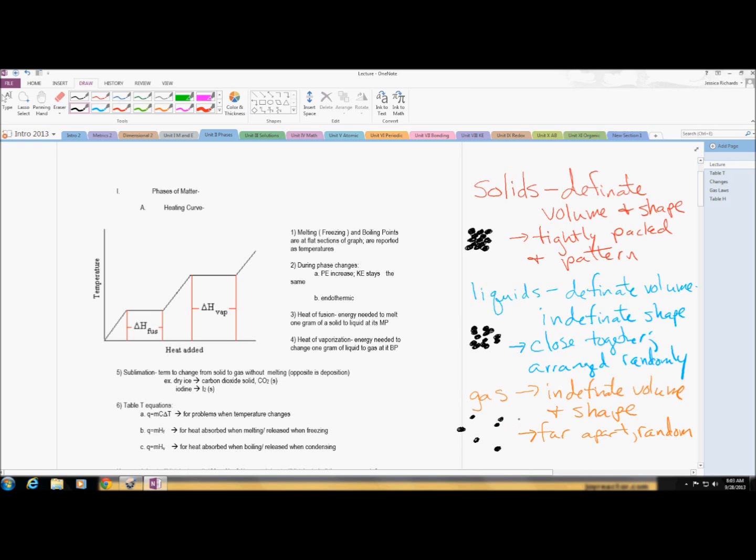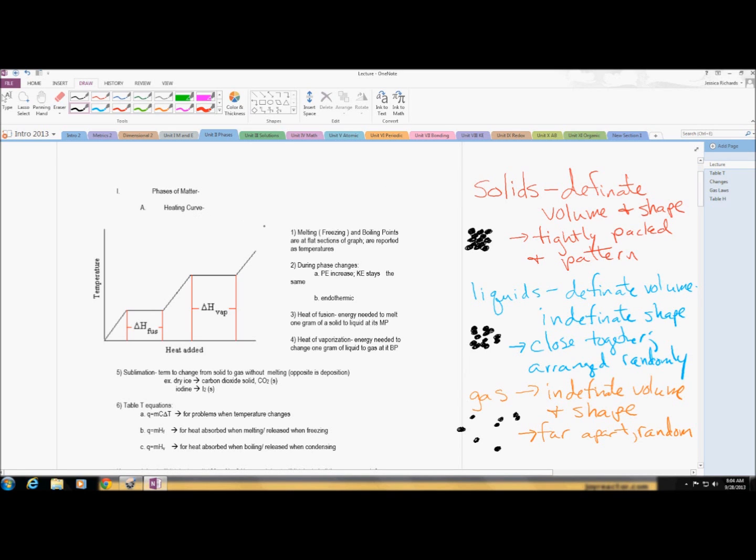But on a test, what the state is looking for is that they ask you to draw two different phases and I have to compare. Is your liquid more random than your solid? Are your gas particles farther apart than your liquid? So that's what they're looking for.